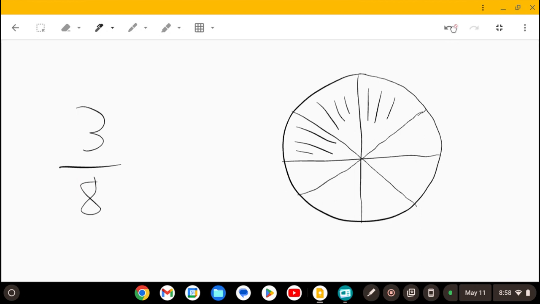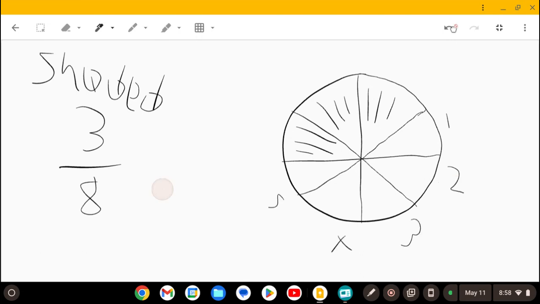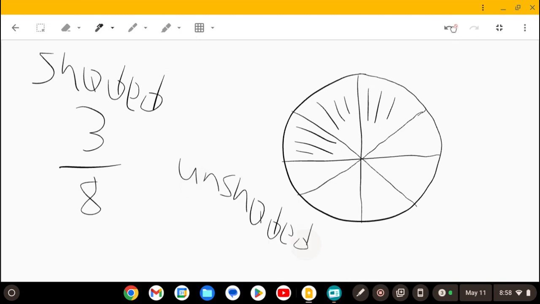The fraction of the shaded region is 3/8. And if we wanted the fraction of the unshaded region, we'll just count how many parts are not shaded. This is 1 part, 2 parts, 3 parts, 4 parts, 5 parts. So the unshaded region would be 5/8. And that's basically how you shade fractions.